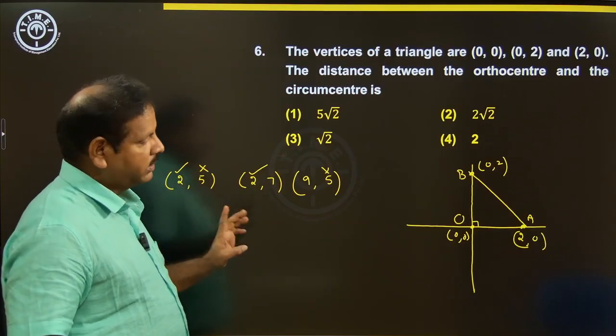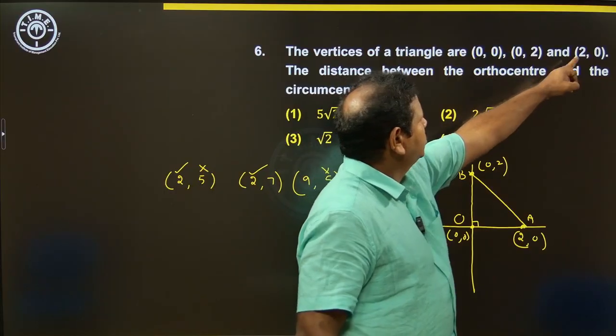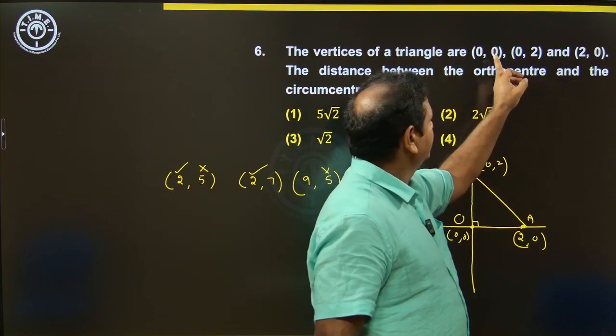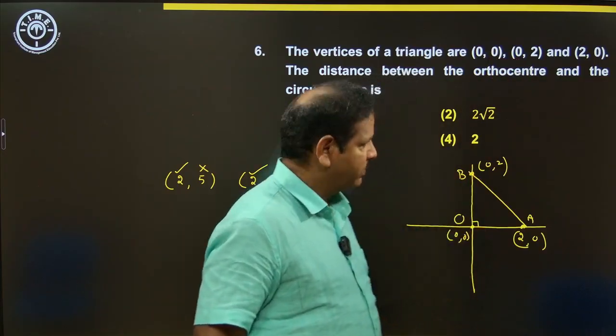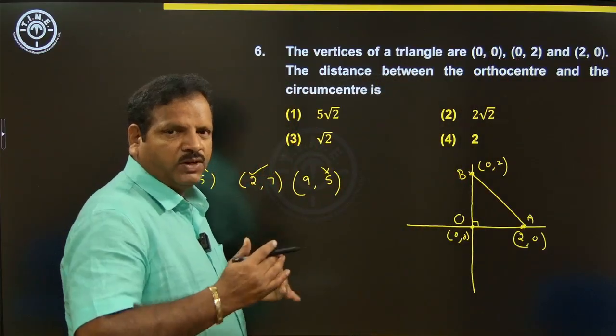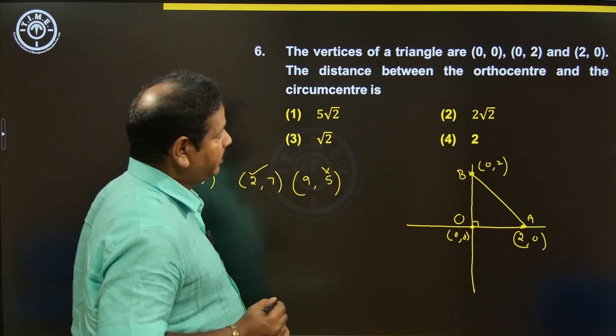Very clear. Here the right angle is at 0, 0. You can compare and check: 0, 0, 2. The 2 zeros are same. Second numbers 0, 2, 0. Again zeros are same. Where is the right angle? 0, 0. Like this you can do the verification for a right angle triangle. So very clear, right angle triangle.